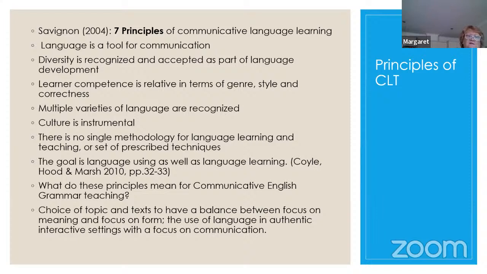Savignon says that culture is instrumental. In other words, culture is an instrument, a way of developing competence in the language. And culture is not just static. Culture changes all the time. There's not just one English culture, and you already know that, but as well as the standard view that there's an American, a British, an Australian, a New Zealand culture, there are also other cultures. There's, for example, people talk about a Middle Eastern culture in English, which is not the same as a British one or an American one. Okay, it's specific to that context, that environment.